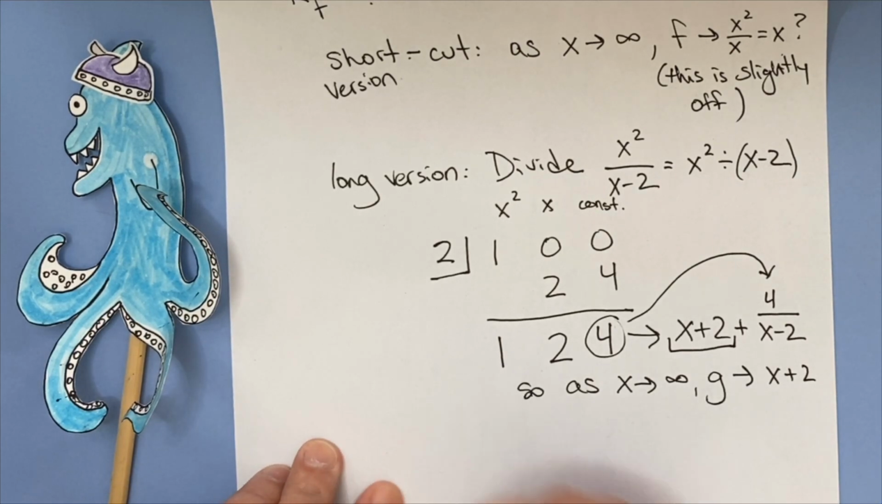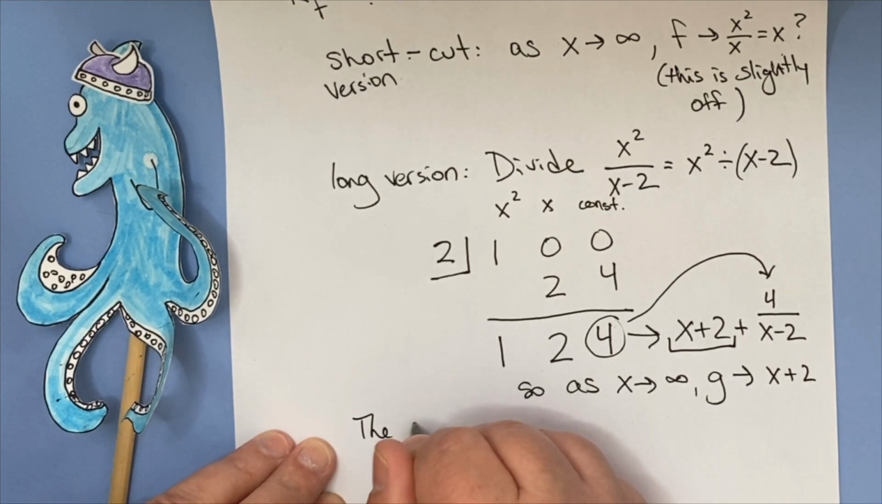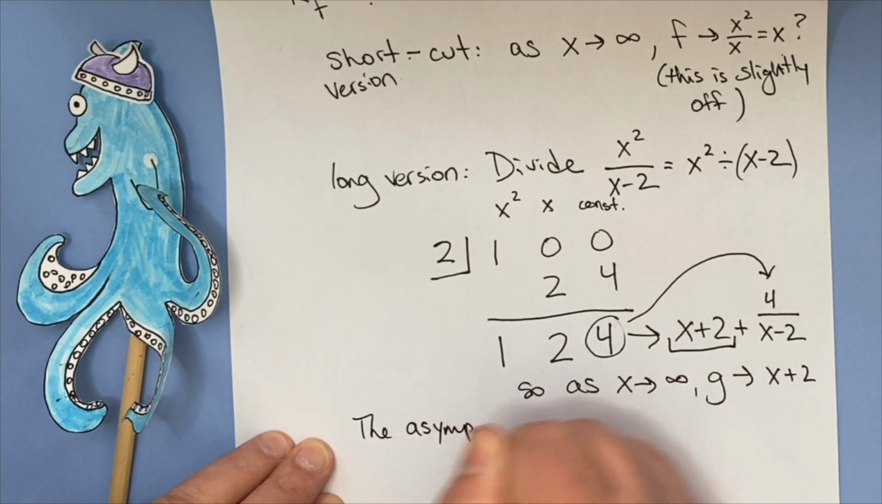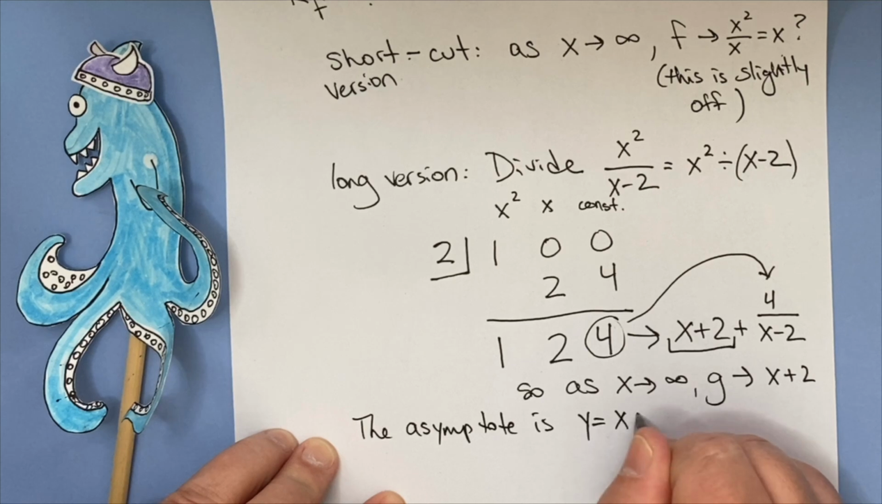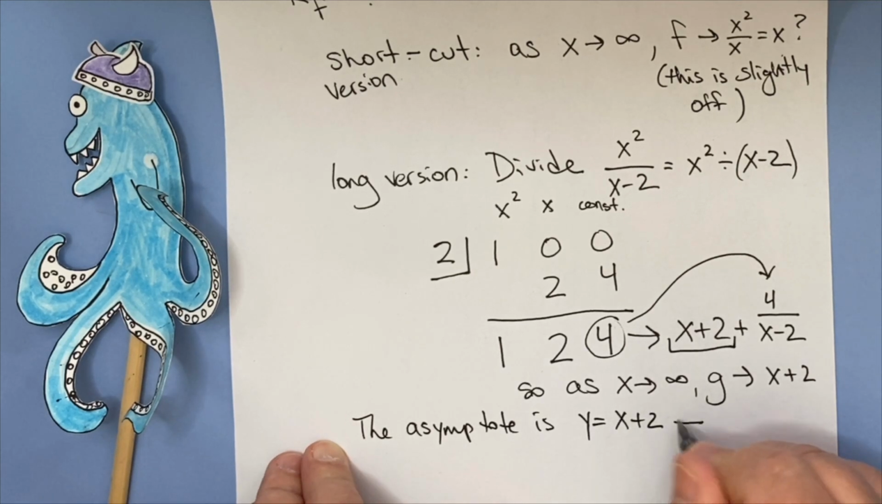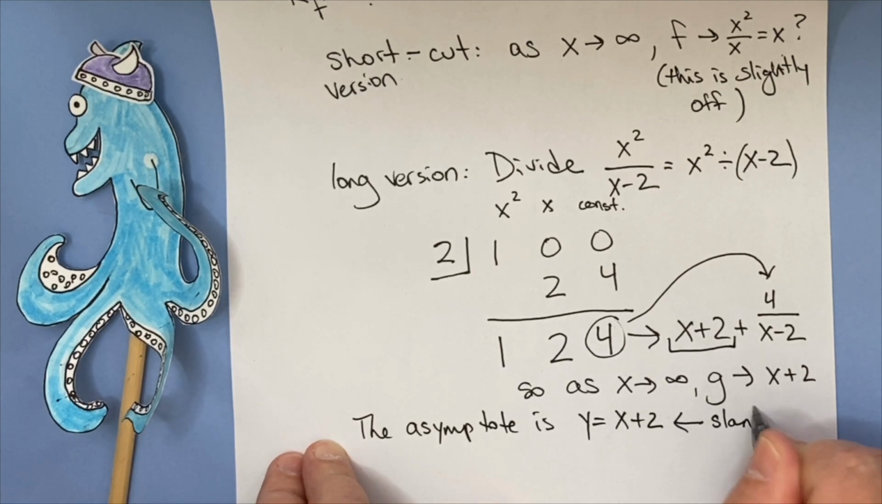But this is very exciting because this is not a constant. This means that the asymptote is y equals x plus 2. This is called a slant asymptote, which you'll see in just a minute.